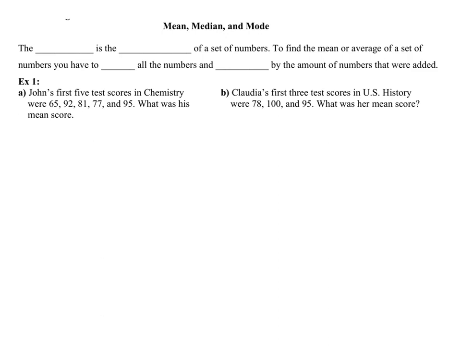Okay, starting lesson 2.1, mean, median, and mode. The mean is the average of a set of numbers. To find the mean or average of a set of numbers, you have to add all the numbers up and divide by the amount of numbers that were added.